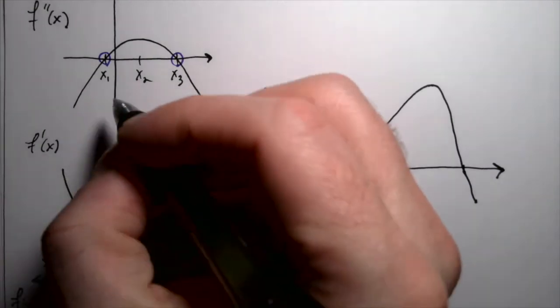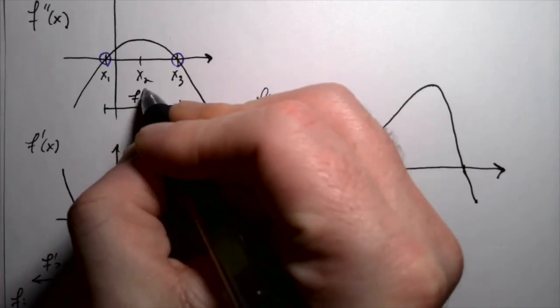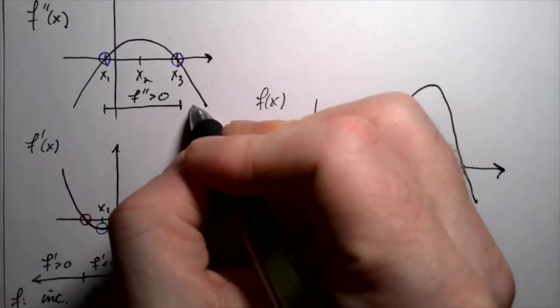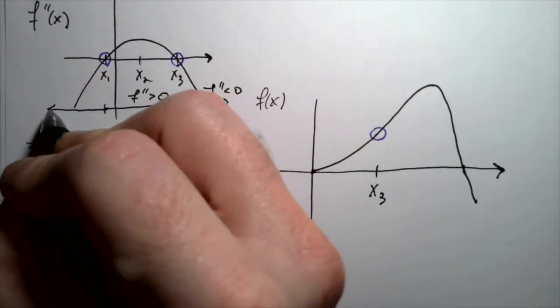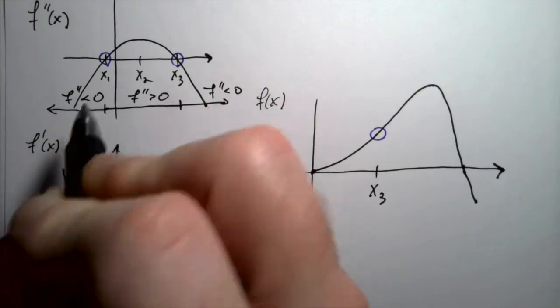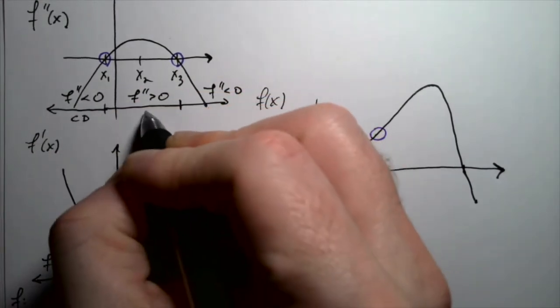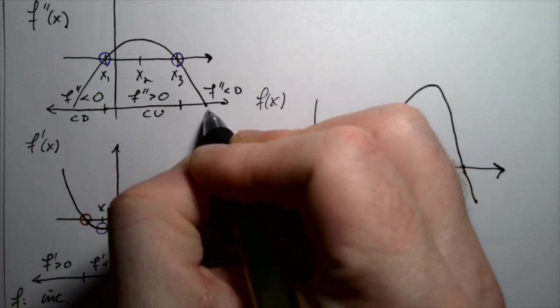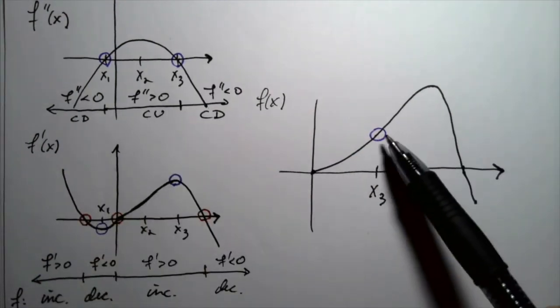Notice that the second derivative is positive in this range of values. F prime prime is bigger than 0. It's negative over here, and it's negative to the left of x1. That corresponds to the original function being concave down, concave up, and concave down. So we'll see that in this sketch that I'm making. x3 is that inflection point, that change from concave up to concave down.